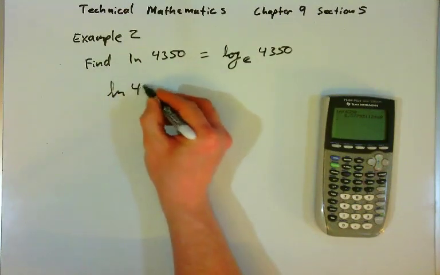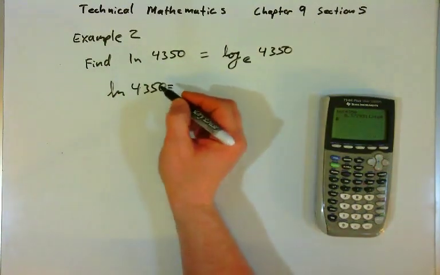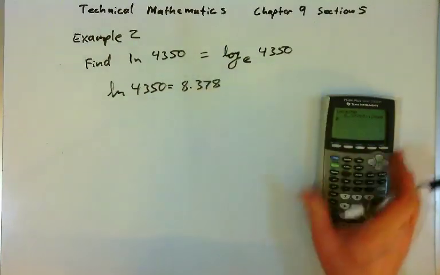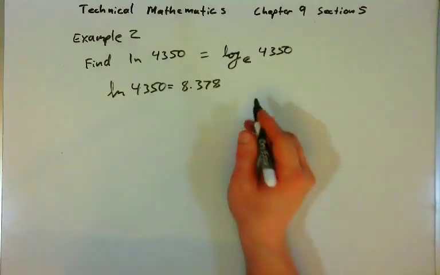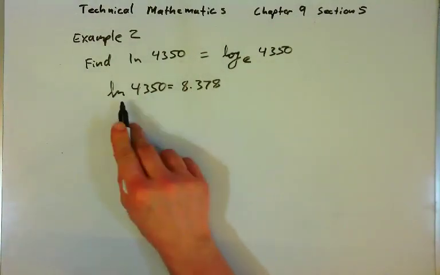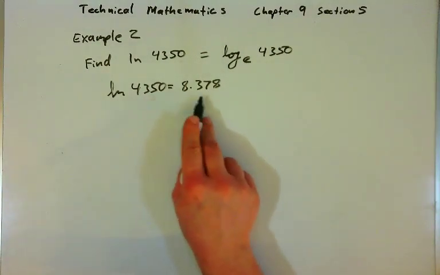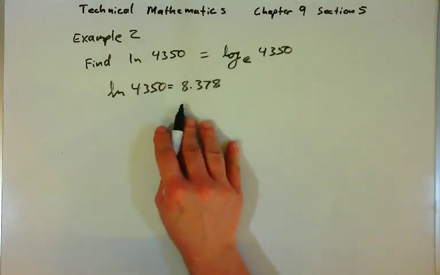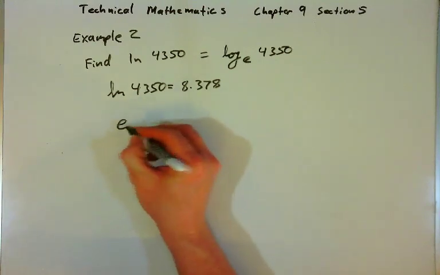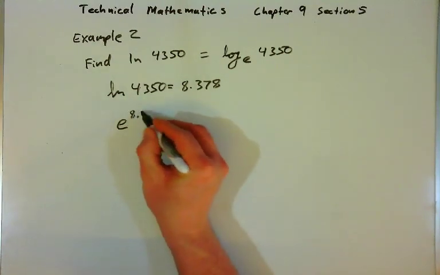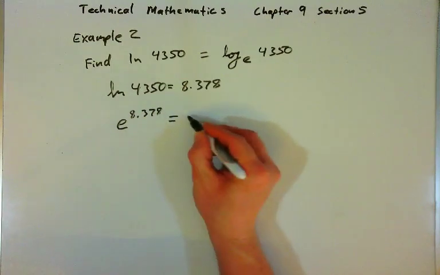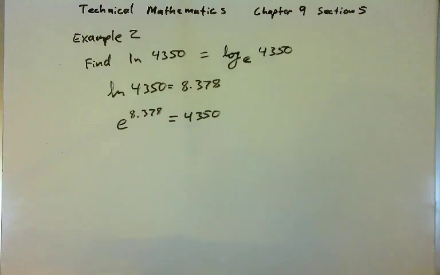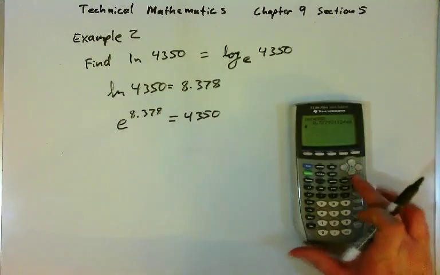So the natural logarithm of 4350 is 8.378. And so if we look at this equation, that the natural logarithm of 4350 is equal to 8.378, we can rewrite this in exponential form where the base is e, the exponent is 8.378, and this is going to be equal to 4,350. And we can check our answer by doing that.